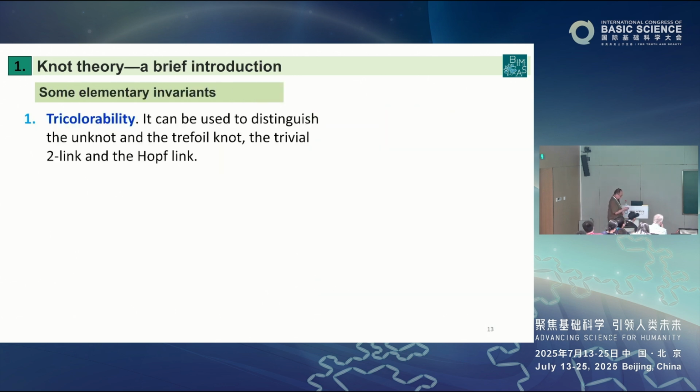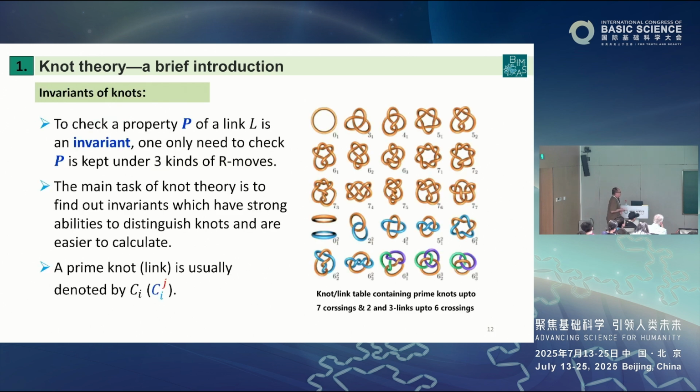So here's the table. So c is the crossing number. If there is no superscript, it means it is a knot. The i means the order in the list. If it's a link, then j is the number of components of the link. So here are some knots and links, simple ones.